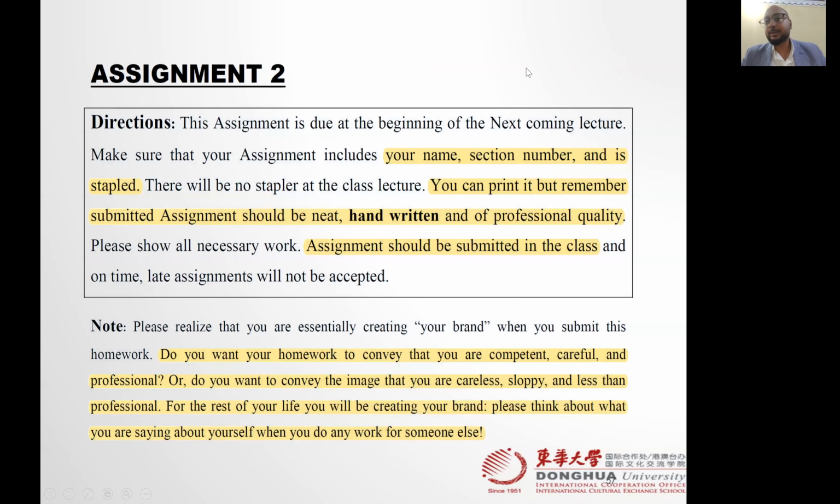Okay, if no more questions, we're going to have our assignment 2 regarding the elasticity. Remember, the same rule applies: handwritten. Please use your best handwriting so that I can understand as well, and I can know that you are not careless, not sloppy, or less than professional.